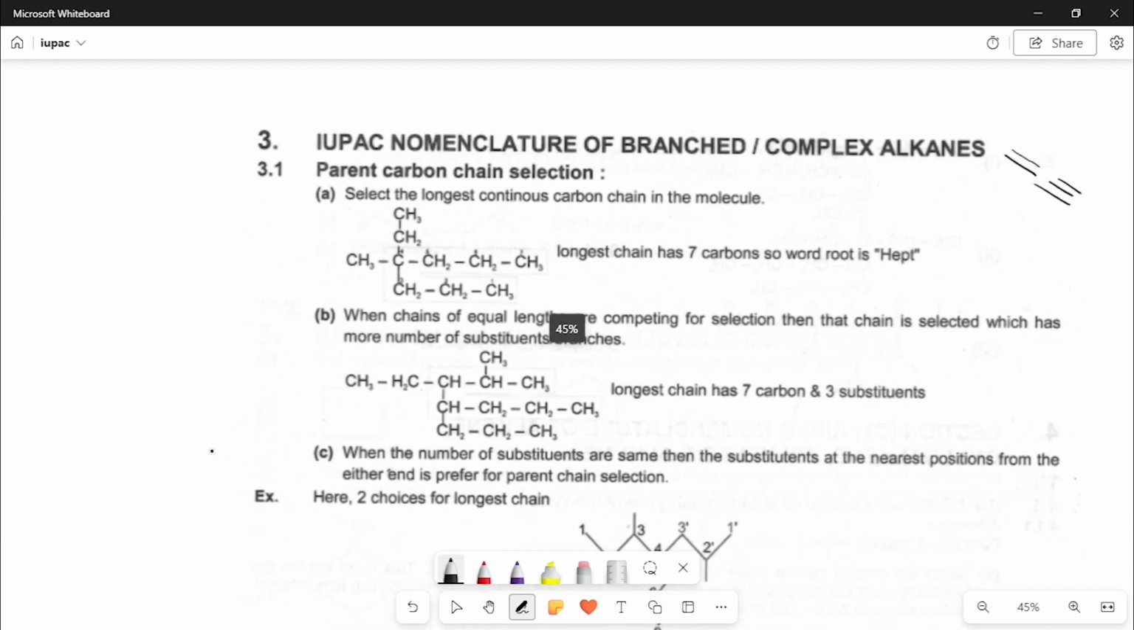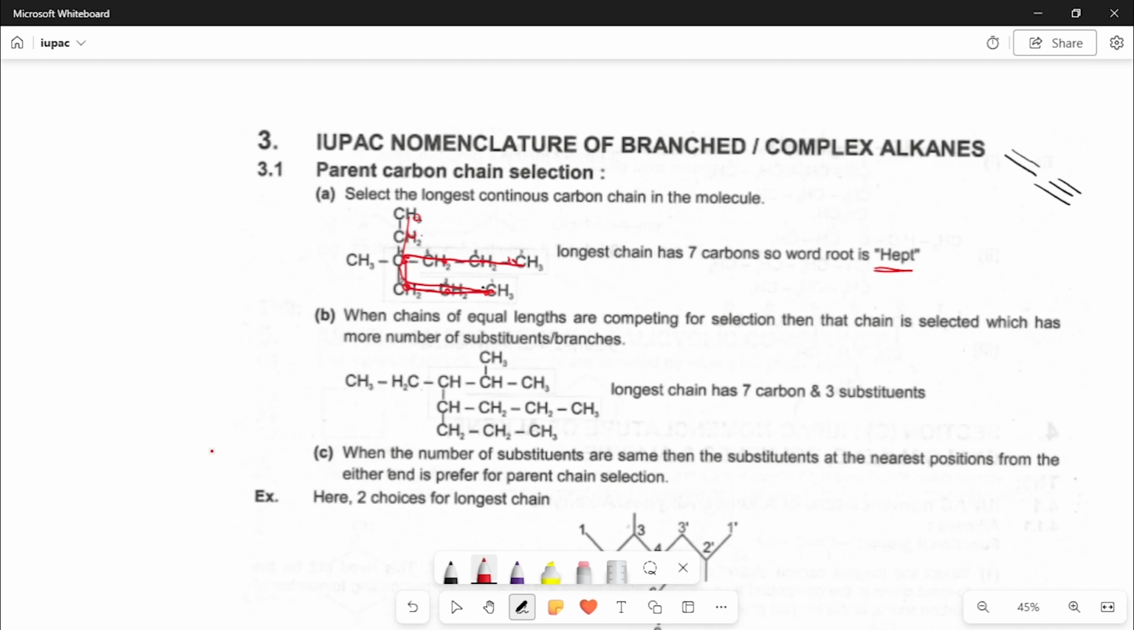See, if we count from here, 1 2 3 4 5 6, we got 6 from here. When we count from here, 1 2 3 4 5 6, it's still 6. But when we count 1 2 3 4 5 6 7, this is considerably the longest chain in this compound, which will give it the highest word root, hept.